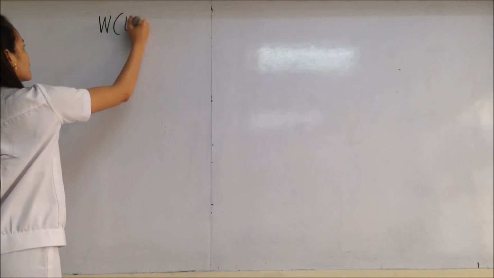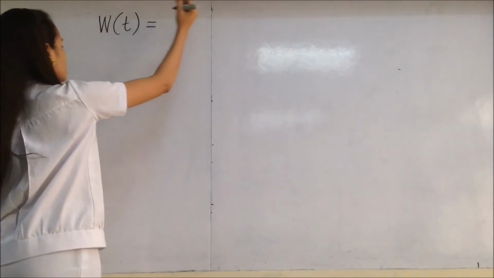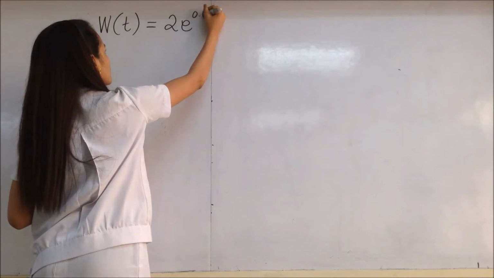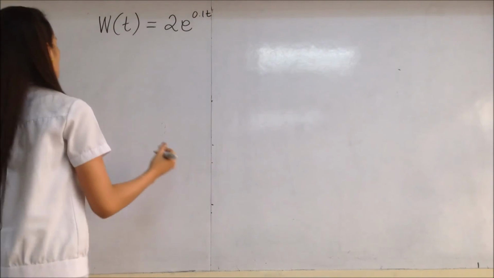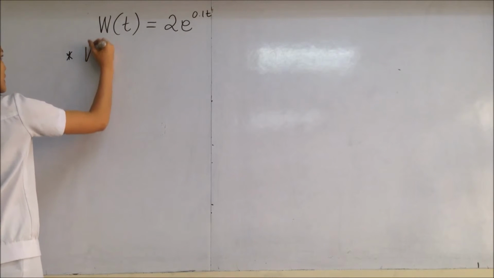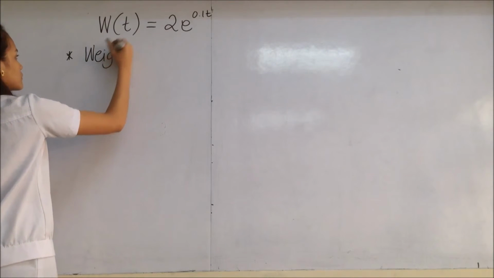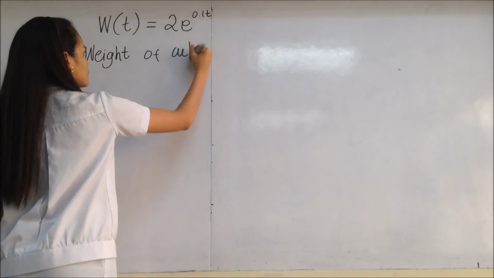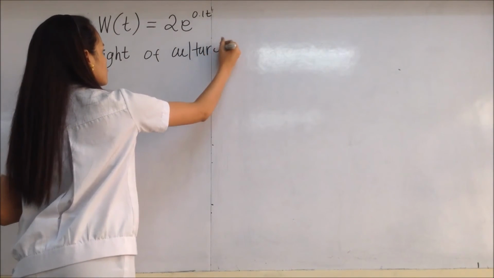So now we have the equation for W of t is equal to 2e raised to 0.1 t. Notice that the value of c is 0, that's why we need not include it in the equation. So now we are after the weight of the yeast culture after 8 hours.